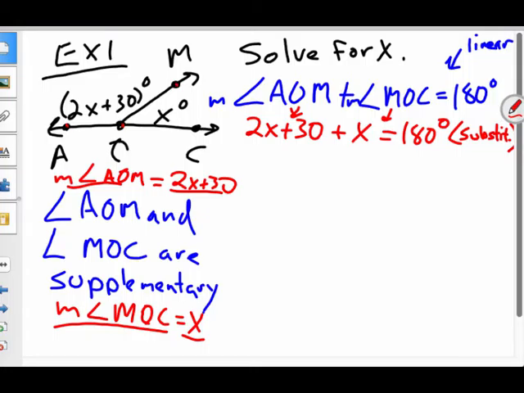All right. Any questions so far? Now you guys know how to do this. We did this in chapter 1, right? So now we've got to focus on the properties. What would you guys normally do? Put the x's together. Now technically, I could rewrite this and say 2x plus x plus 30 is equal to 180. What property allows me to do that?